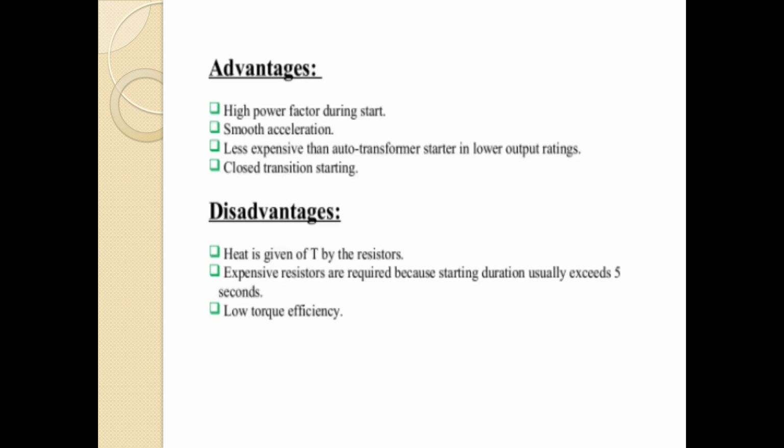Disadvantages of reactor starter are power lost in the resistor, low starting torque, and less efficiency.